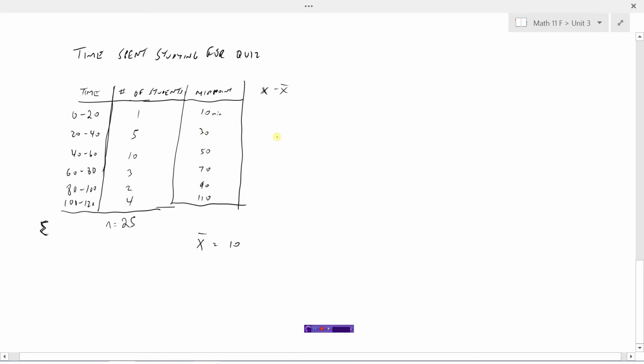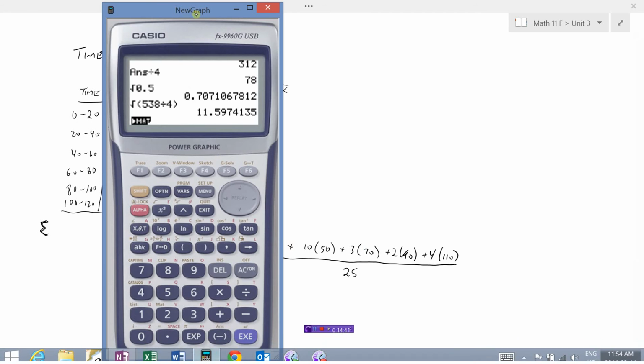I've got 5 students at 30 minutes. So that's going to be 5 of those. I've got 10 students at 50 minutes, and I've got 3 students at 70, and I've got 2 students at 90, and I've got 4 students at 110. So the mean will be all of this divided by my total. So it's really 10 plus 30 plus 30 plus 30 plus 30 plus 30, because there's 5 of those, and then plus 50, 50, 50, 10 times. So instead of listing those all out, it's easier to just multiply them.